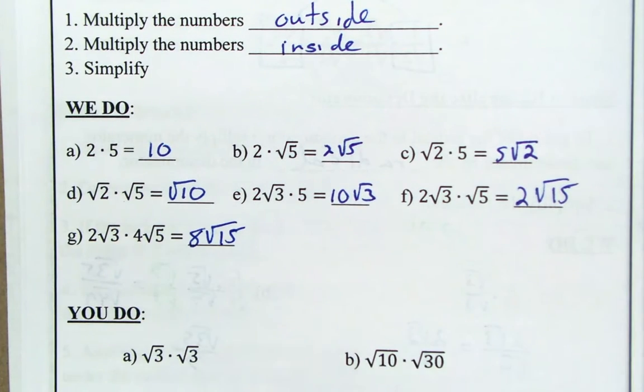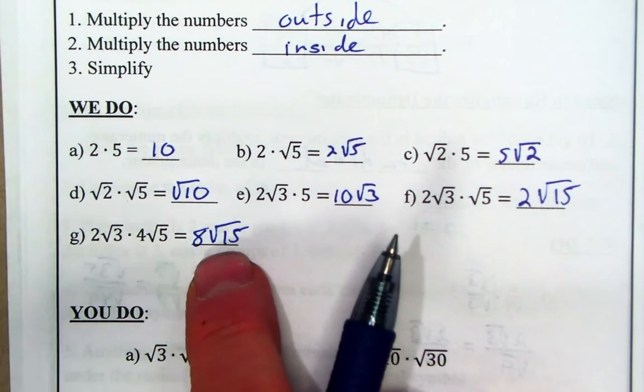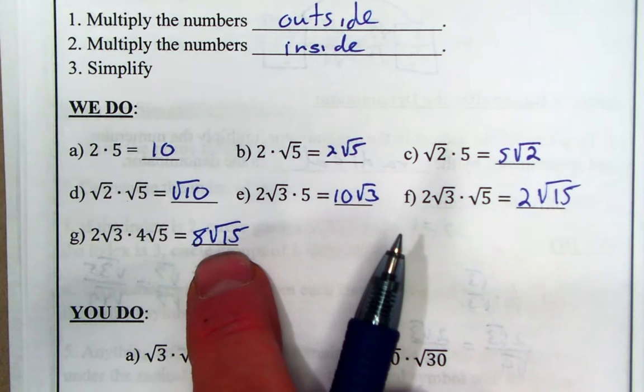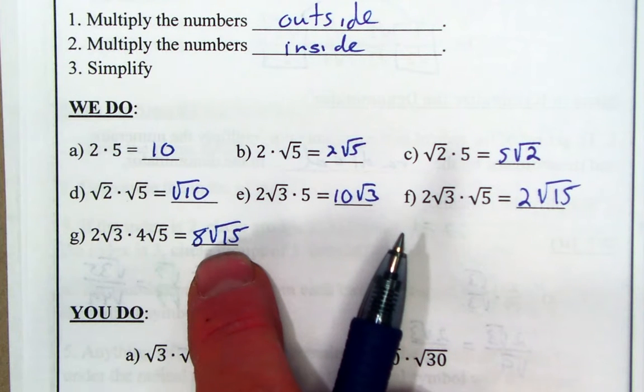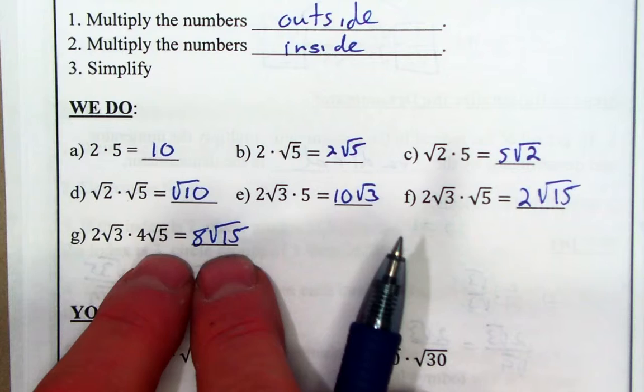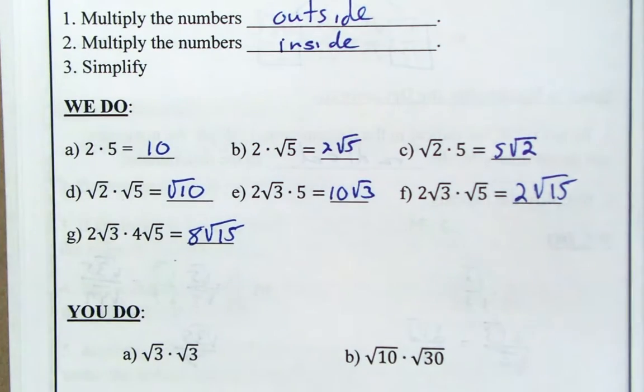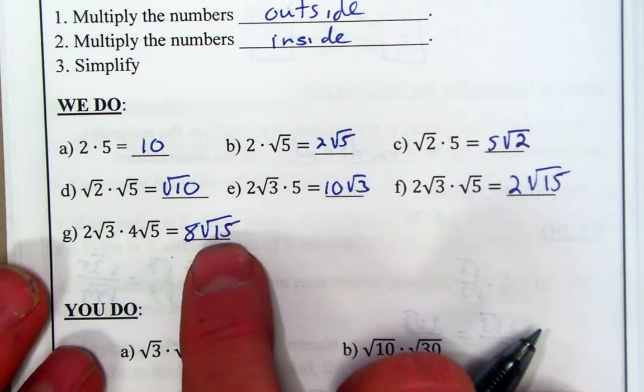And that's it. Now, if root 15, if this came out to be something like root 20, you would still simplify that, because root 20 has a perfect square factor. Root 15 doesn't have a perfect square factor, so it's fully simplified.